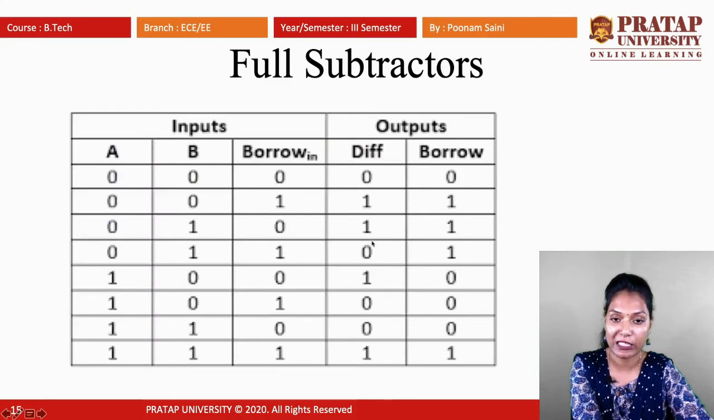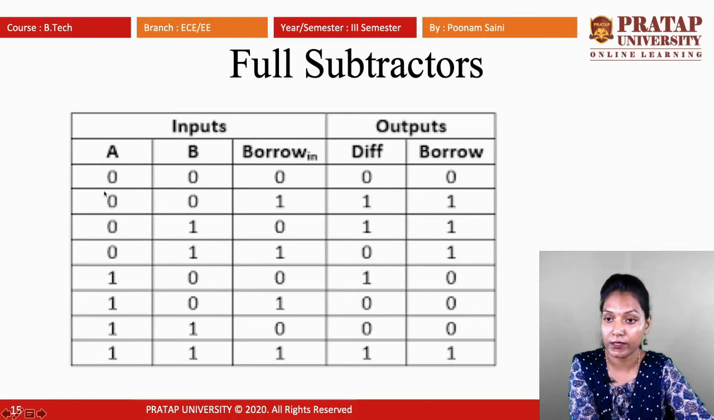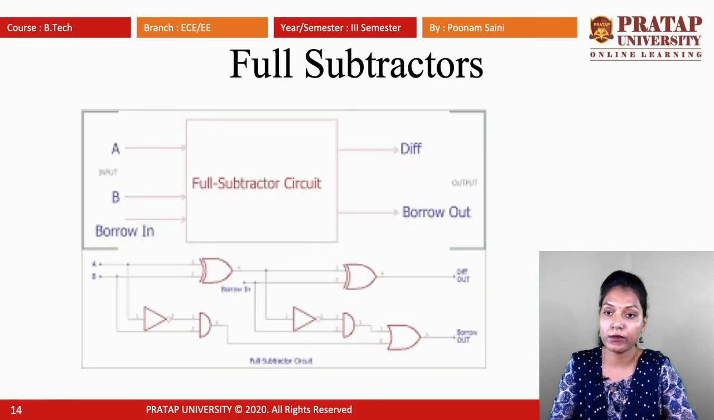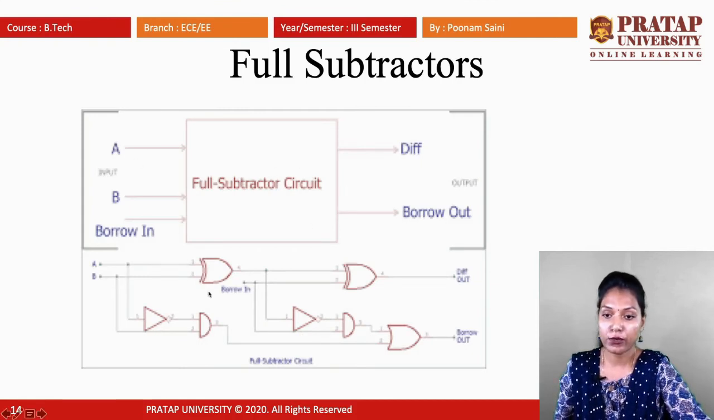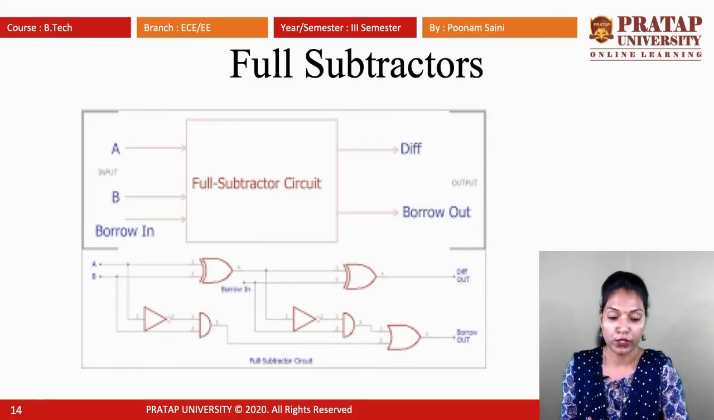So in the full subtractor, when the bit is high, it means 1 is the answer. These bits should all be high. In borrow, these 3 bits plus this bit are high. When this bit is high, we will take only these inputs. So we will only continue with these input bits. With the help of these inputs we will build the full subtractor circuit, and by using this we will conclude the difference output and the borrow output.